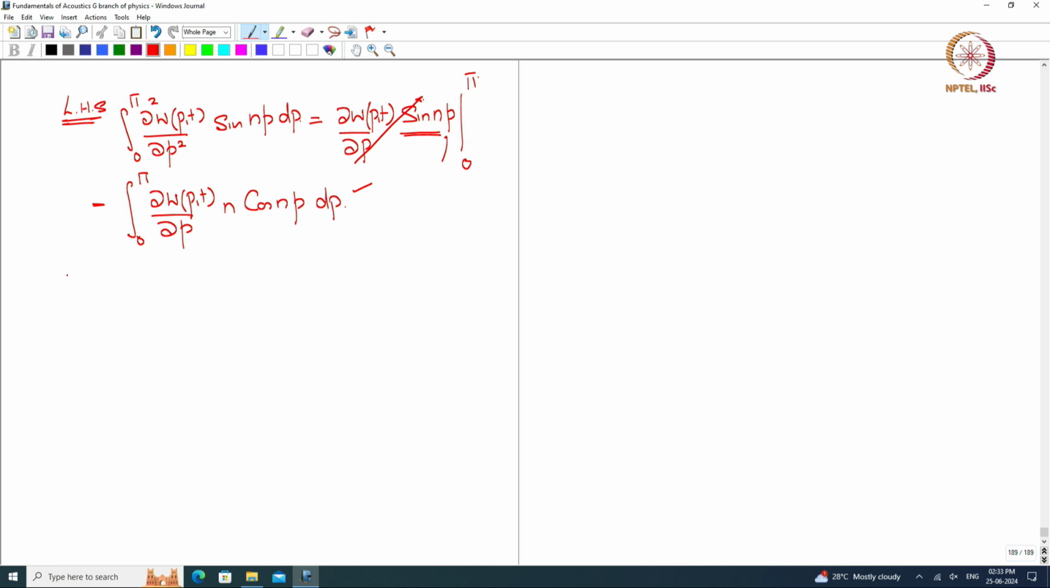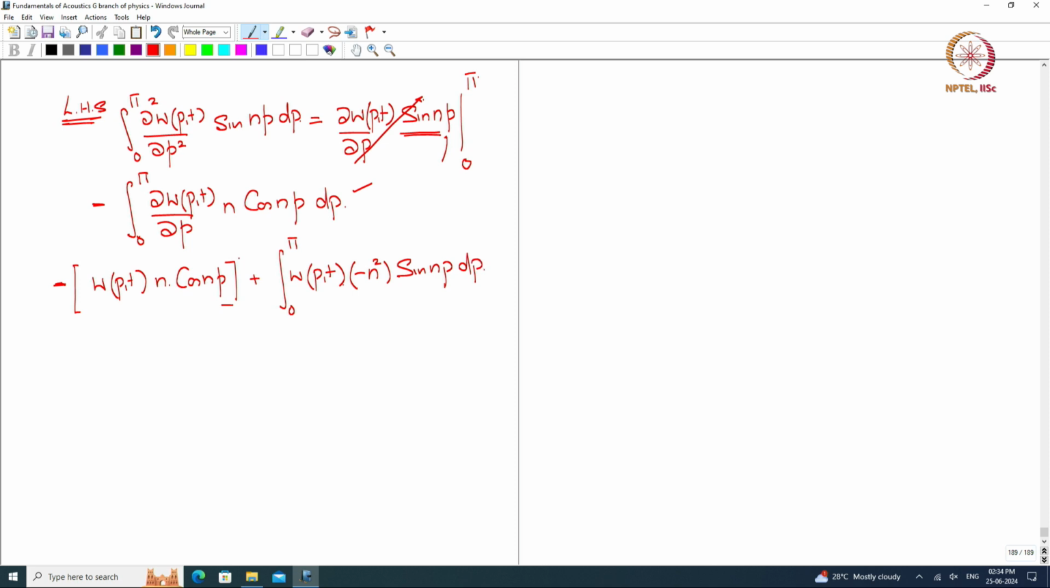So if I again continue, I have a minus W(P, t) n cos nP, plus now an integral 0 to pi, which is W(P, t) into minus n square sine nP dP.